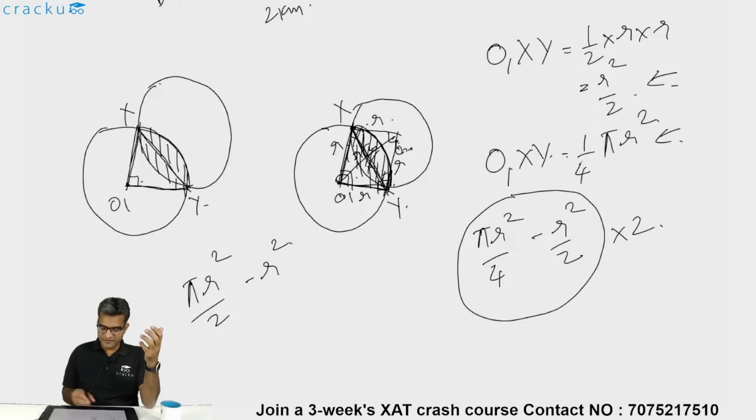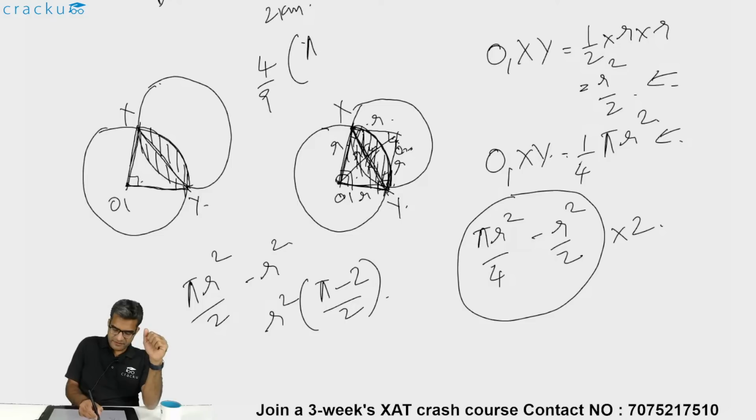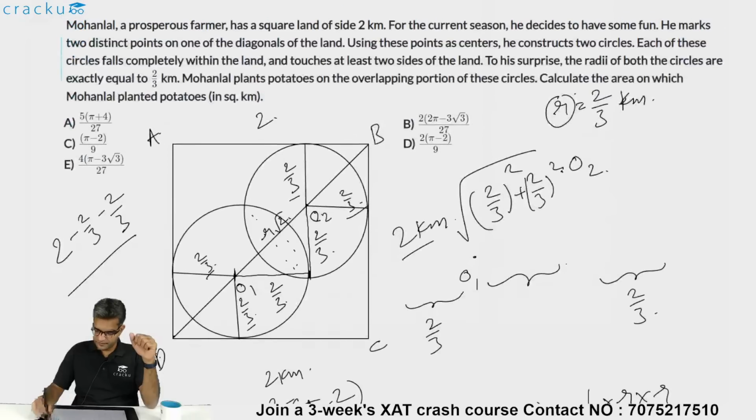Let us now just simplify it. This is R square into pi minus 2 by 2. R is 2 by 3, so R square is 4 by 9. So the required answer is 4 by 9 into pi minus 2 by 2. This is 2, which is equal to 2 by 9 into pi minus 2. So the answer for this question is option D. Let us look at the next question.